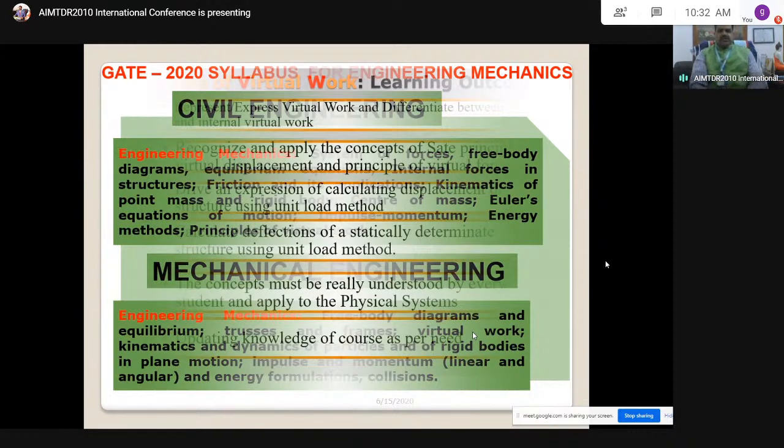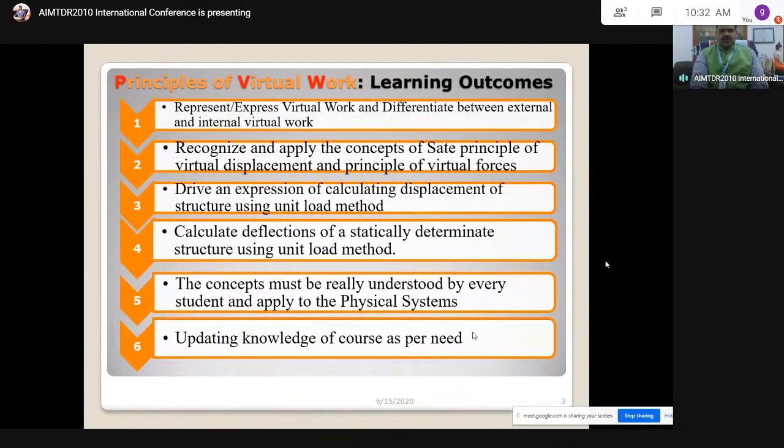Now let us see what the learning outcomes are, what we are going to get from this. We can represent virtual work and differentiate between external and internal virtual work. When we apply a load on a body, there is some resisting force. Suppose you consider a human body, and I put a 100 kg or 70 kg weight on your head. That is the applied load, the external load. Your body has some strength that will resist that force, and that is the internal force.